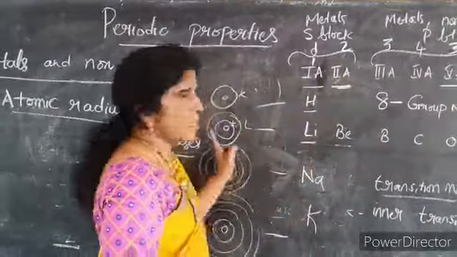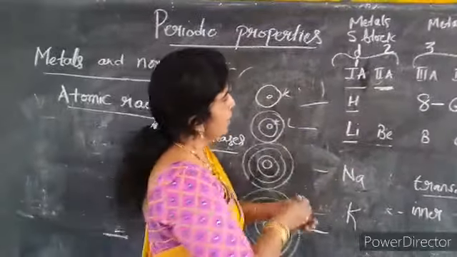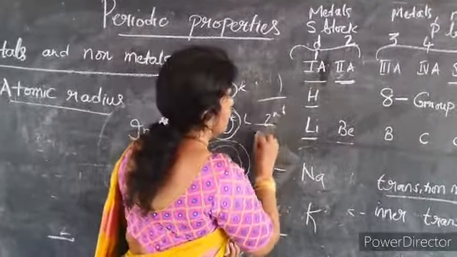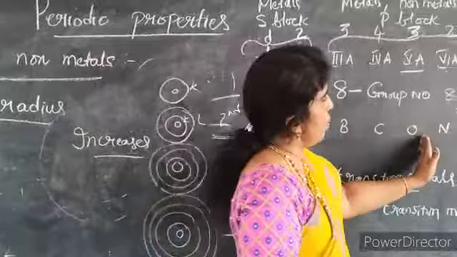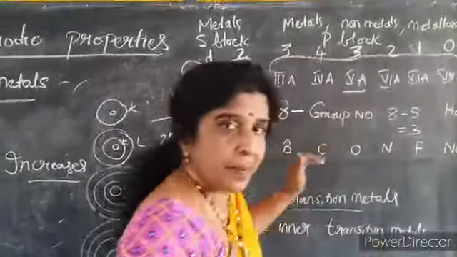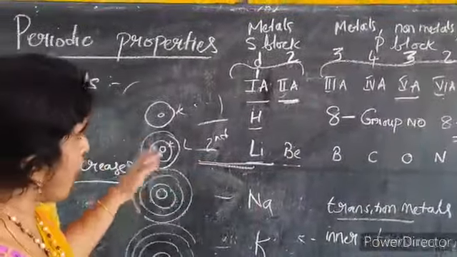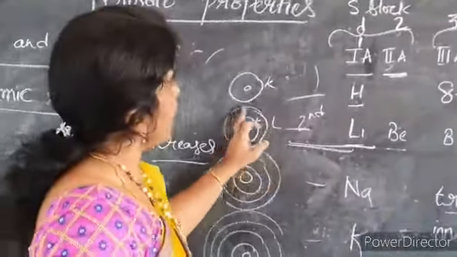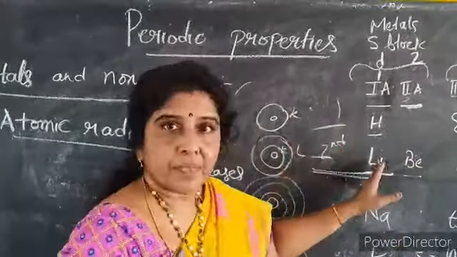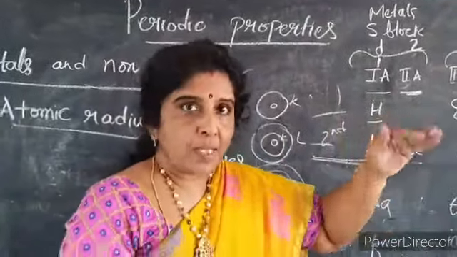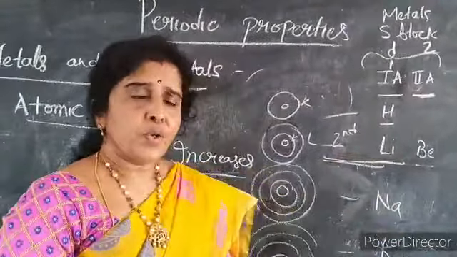The number of shells remain the same. Now, for example, this is the second period. Lithium, beryllium, boron, carbon, oxygen, nitrogen, fluorine, neon, they belong to the second period. Now, if you observe the shells, for all the elements, the number of shells remain the same. See, two shells are there. In all the elements, you have two shells. The electrons are being filled in the two shells.